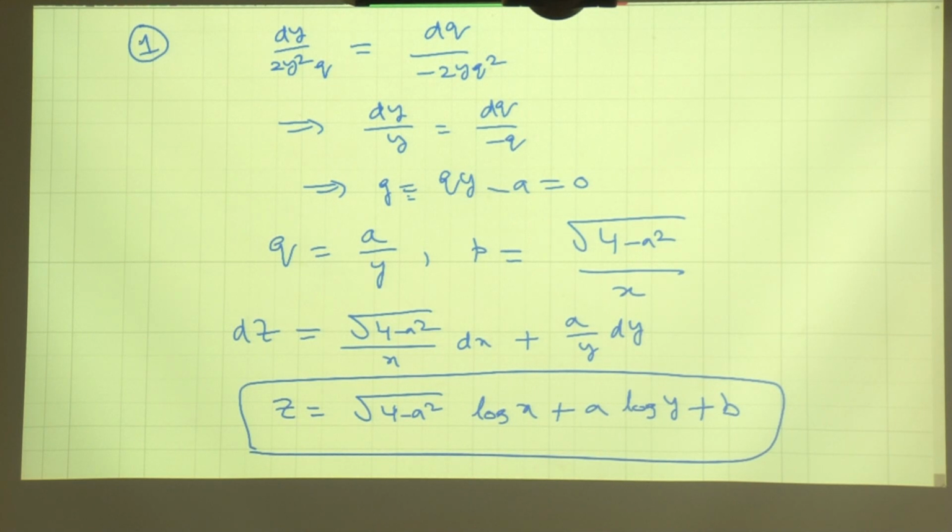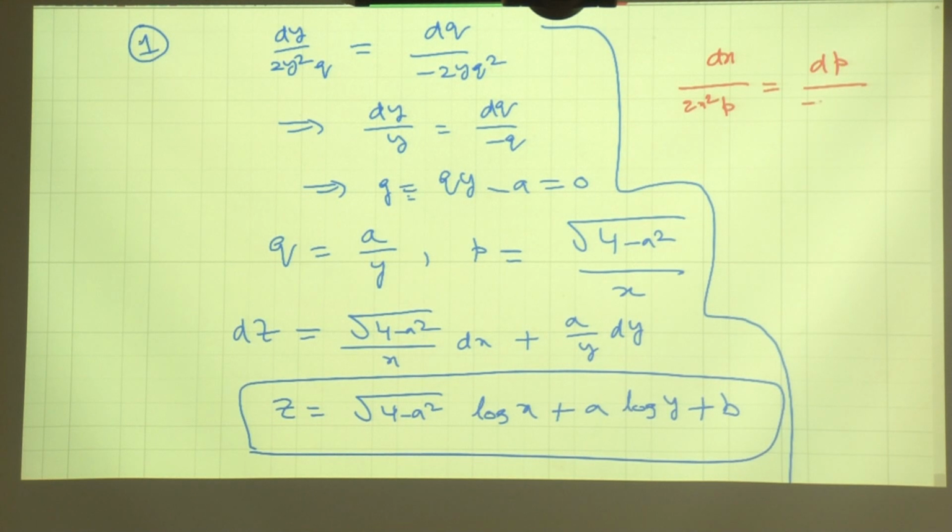But here remember what combination we considered: the y and q combination. But you can also consider some other combinations. So he himself is writing dx by 2x squared p is equal to dp by the x and p combination, minus 2xp square. If you use this combination, you will end up with z is equal to a log x plus square root of 4 minus a square log y plus b. So he has got another complete integral for f equal to 0.